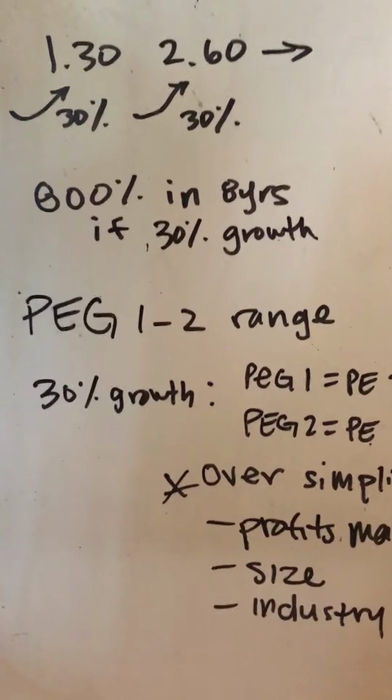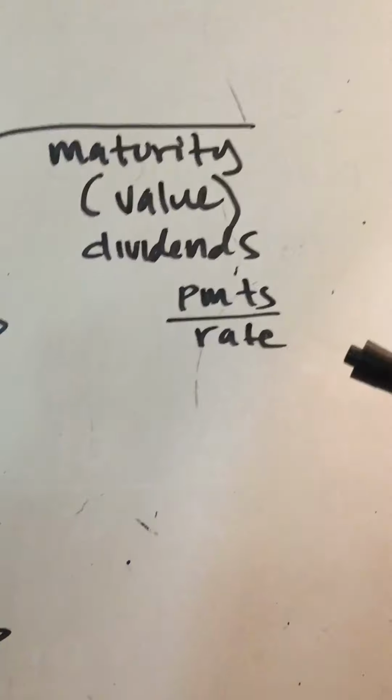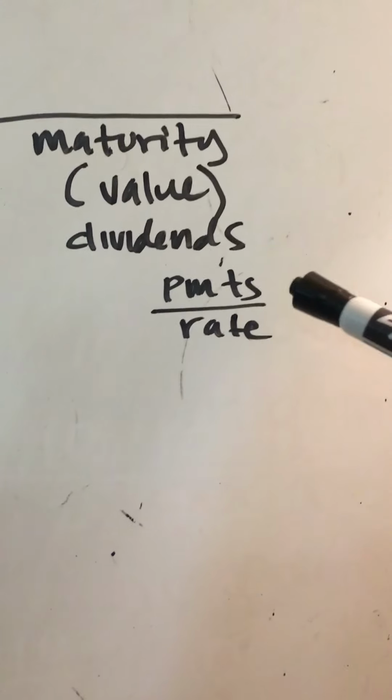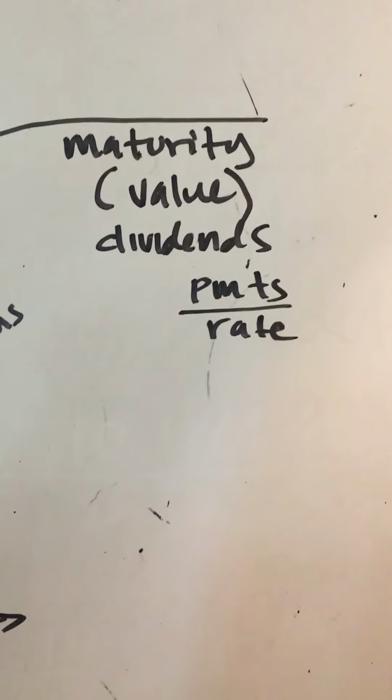In a low multiple market, we're closer to the value model. In the value model, you're just going to take earnings and divide it by some interest rate, and you're going to value the stream of cash flows.